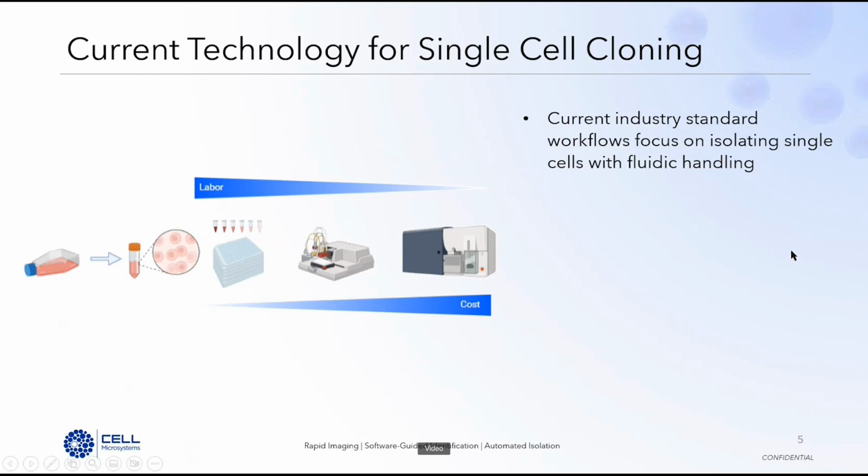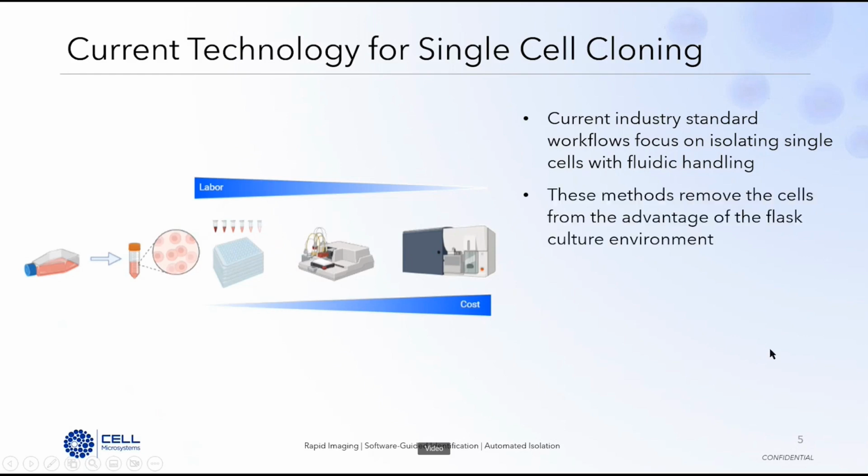Interestingly, the current industry standard for these workflows has really focused mostly on isolating single cells with fluidic handling, whether that's droplet dispensing in low pressure sorters like you see in the middle, or high speed sorting with these high end sorters like you see on the right. Everything is focused on turning a single cell in suspension into a single cell in a well.